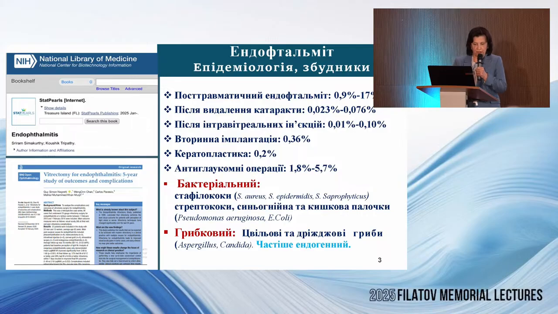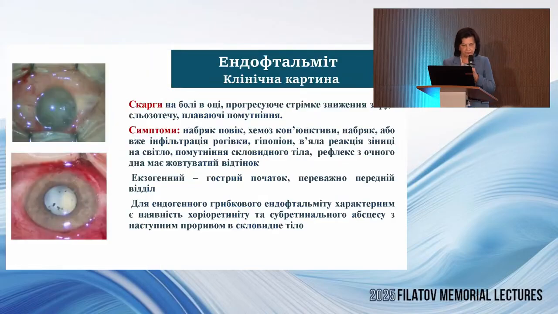With those terrible results of epidemiologic studies, once again, we had enough endophthalmitis caused by fungi. However, endogenous endophthalmitis is most common. You all know the clinical symptoms: pain in the eye, rapid decrease of visual acuity.